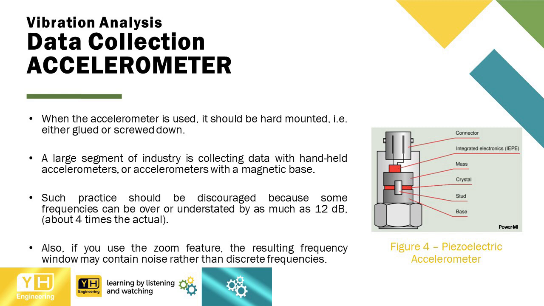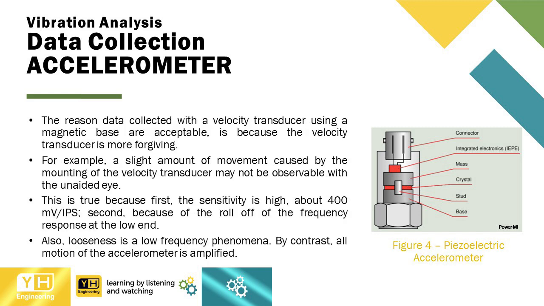discrete frequencies. The reason data collected with a velocity transducer using a magnetic base are acceptable is because the velocity transducer is more forgiving. For example, a slight amount of movement caused by the mounting of the velocity transducer may not be observable with the unaided eye.